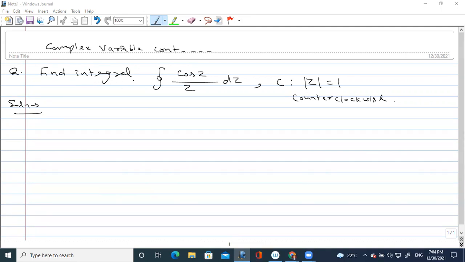So this is the question. Find the integral of cos z by z dz. The contour, see for contour, contour is mod z equal to 1. So what is the meaning of that? Mod z equal to 1.